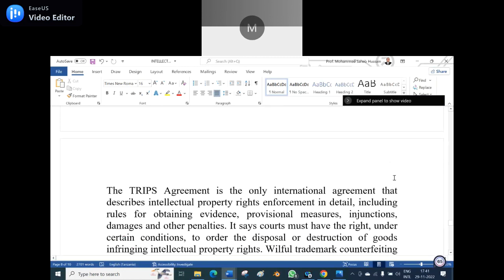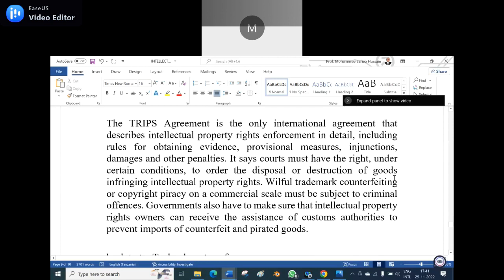So the TRIPS agreement is the only international agreement that describes intellectual property rights enforcement in detail, including the rules for obtaining evidence, provisional measures, injunctions, damages, and other penalties. So the enforcement authority will see that if anyone violated somebody's intellectual property rights, at that instance they will impose the penalty, the injunction, the damages. Do you know what is meant by injunction?